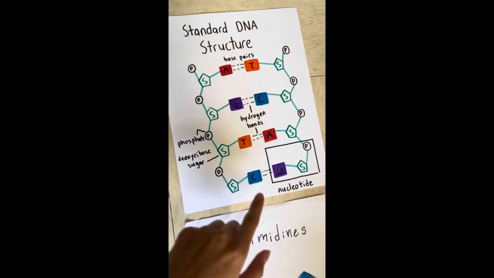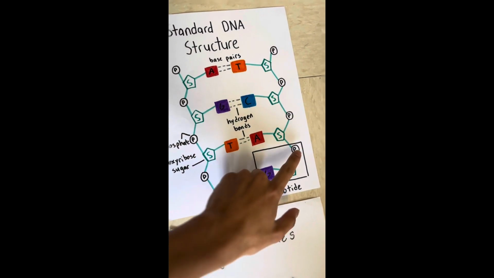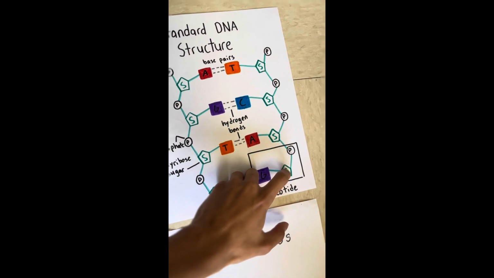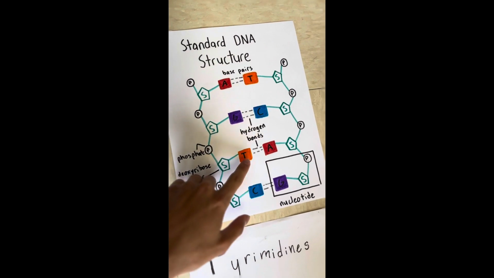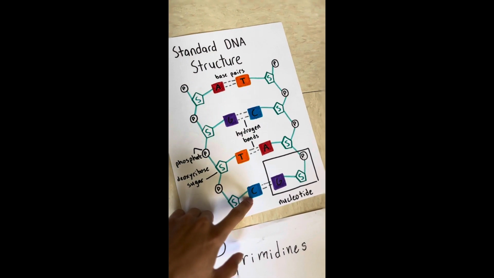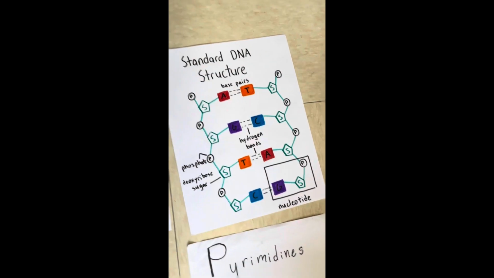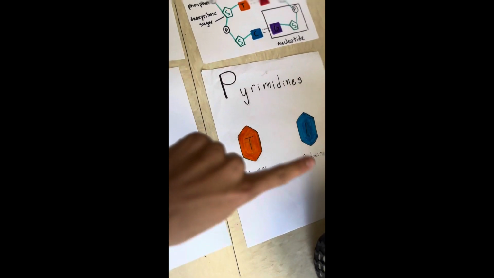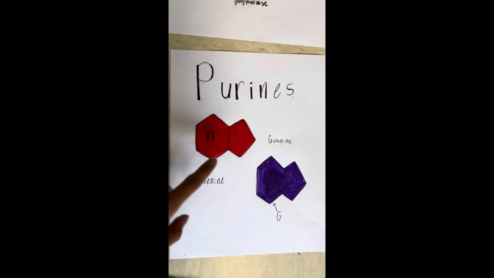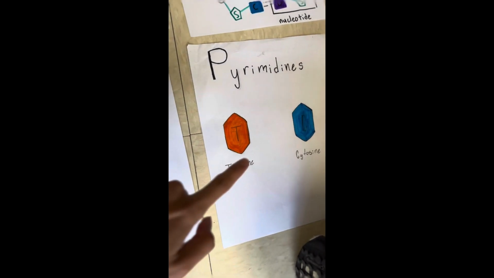Nucleotides are composed of a nitrogenous base, a sugar called deoxyribose, and a phosphate group. The nitrogenous bases are A, adenine, T, thymine, C, cytosine, and G, guanine. Purines are a two-ring structure, and they will always pair with pyrimidines, a singular ring structure. The purines are adenine and guanine. The pyrimidines are thymine and cytosine.